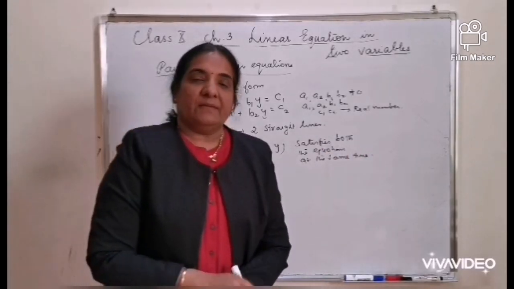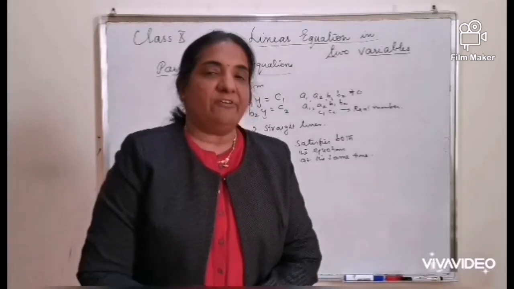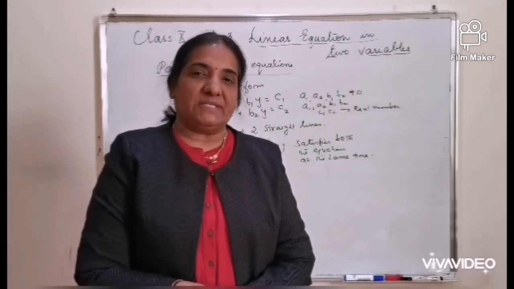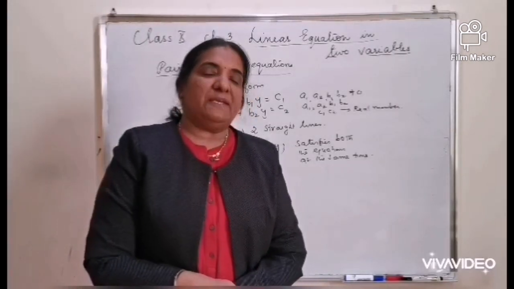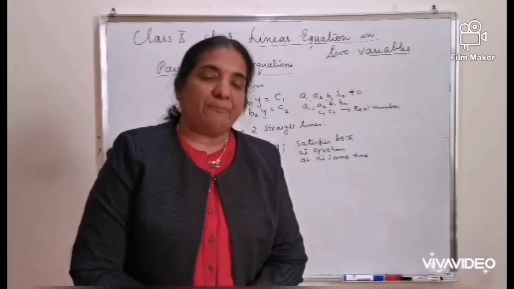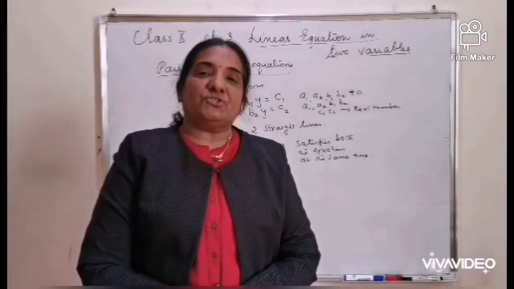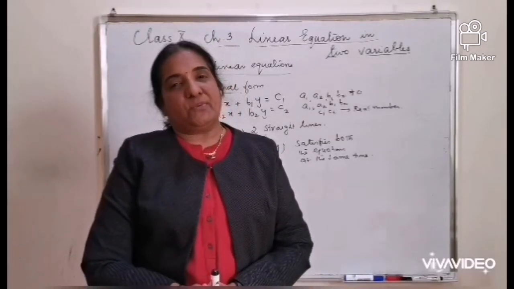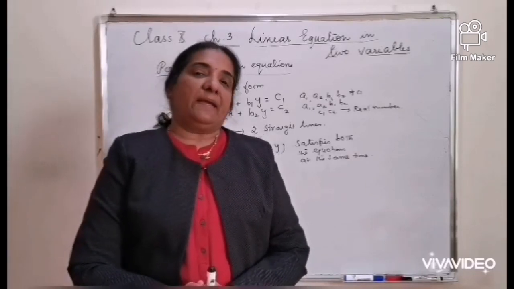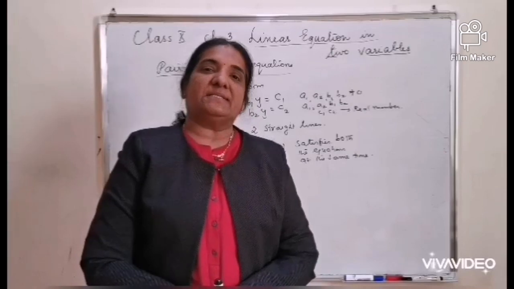That is, the general form of a pair of linear equations is a1x plus b1y equal to c1, a2x plus b2y is equal to c2. The graph of a pair of linear equations will be a straight line. The solution of a pair of linear equations is that ordered pair (x, y) which satisfies both the equations at the same time.